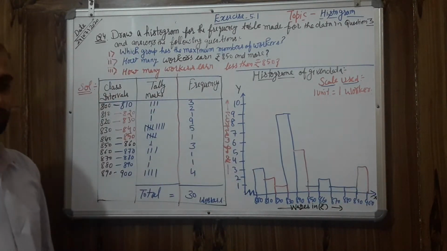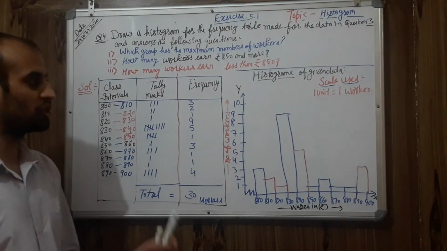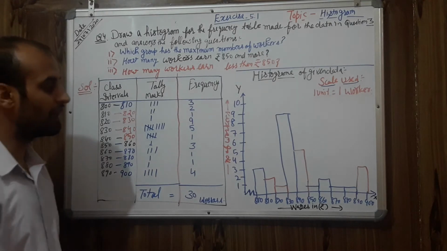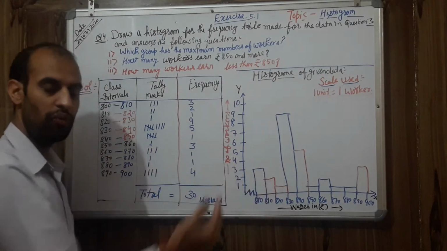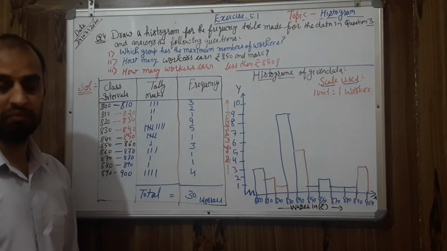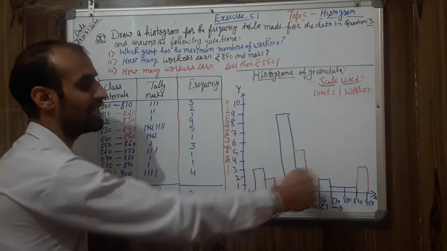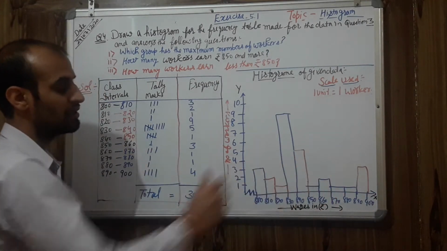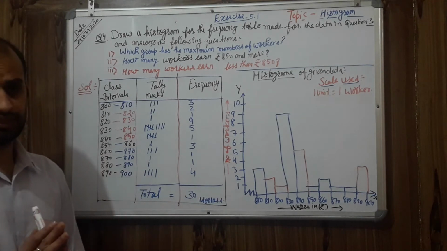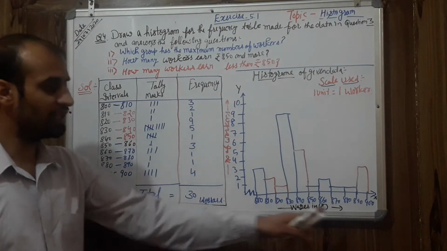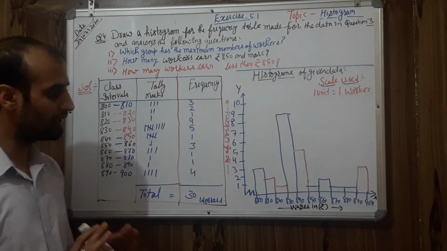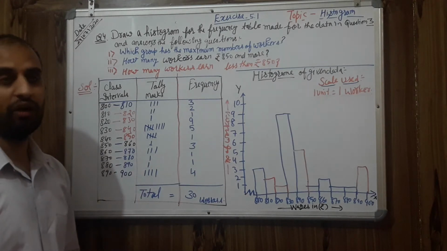Now just see, my dear student, what is the difference between a histogram and a bar graph? A bar graph is a pillar-like structure where the bars are separated from one another. But in the case of a histogram, we attach all these bars. So write the counting as such, make this graph.